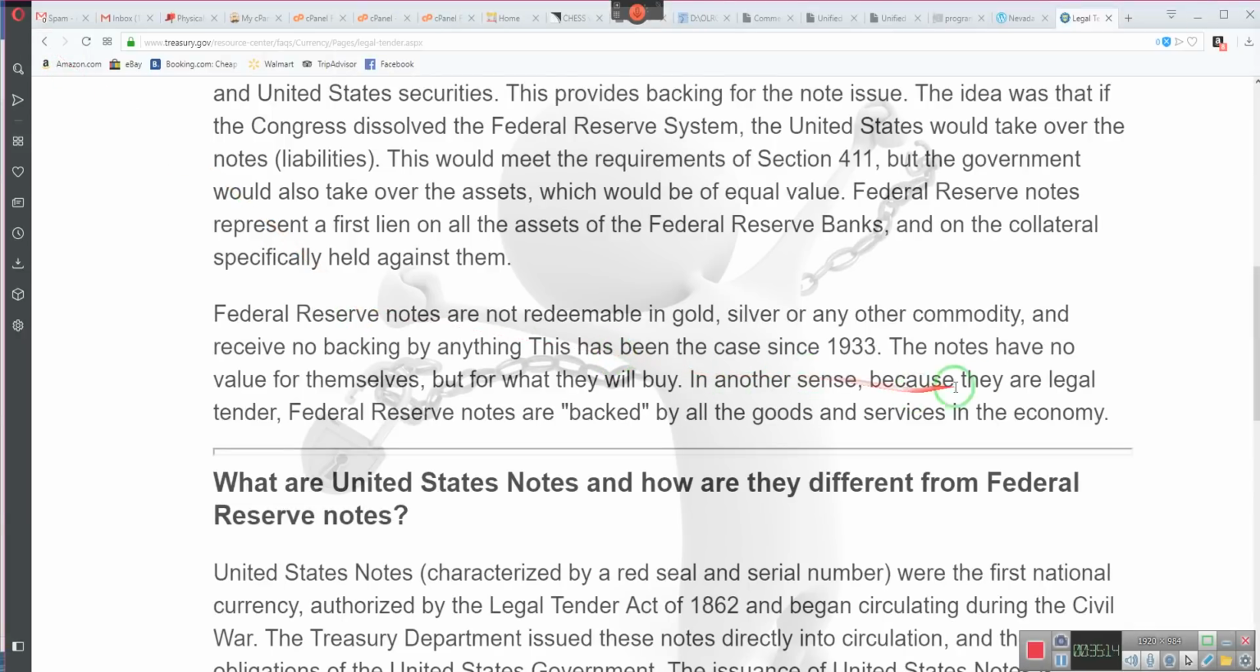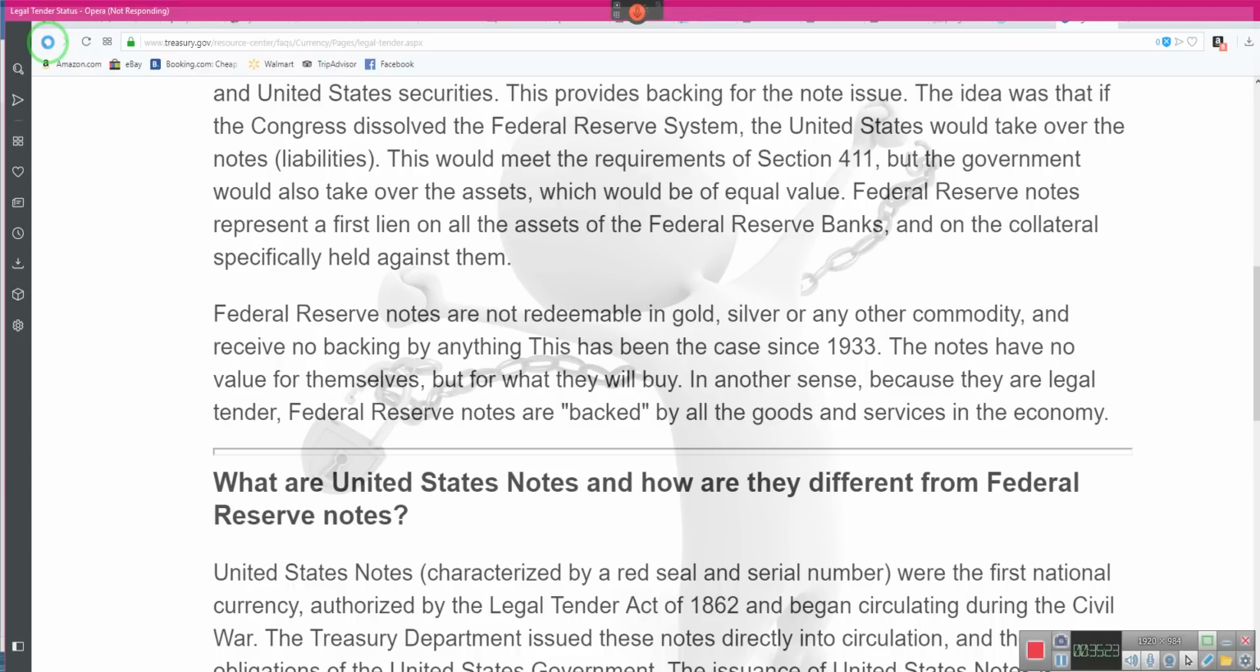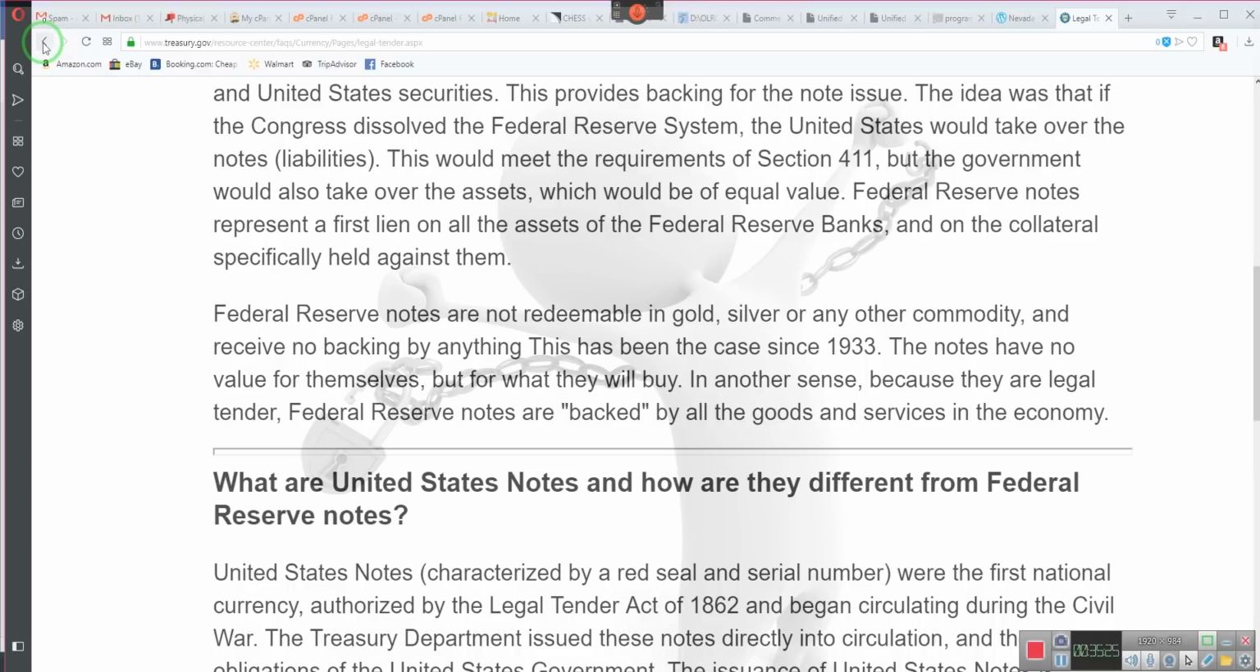In another sense, because they are legal tender, okay, what? In another sense? Why would I want to listen to somebody else's sense? Shouldn't we be going according to the law? If they're legal tender, you're saying it's according to the code. Oh, this would meet the requirements of Section 411 of Title 12.